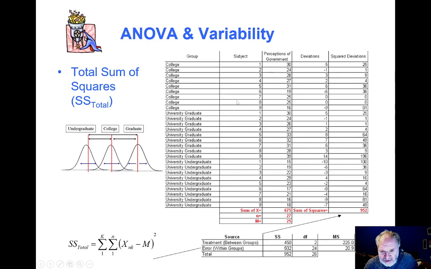So then what I do is, for each of these groups, each individual, I take their score on the perception of government scale, subtract the grand mean of 25, in this case 30 minus 25, and then I square it. So 30 minus 25 is 5, square it, 25. I do that for all 27 people or students. That gives me a sum of squares total of 952. Okay.